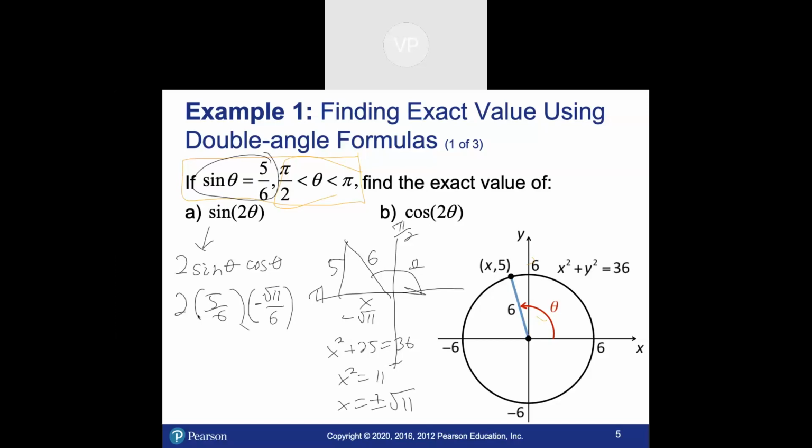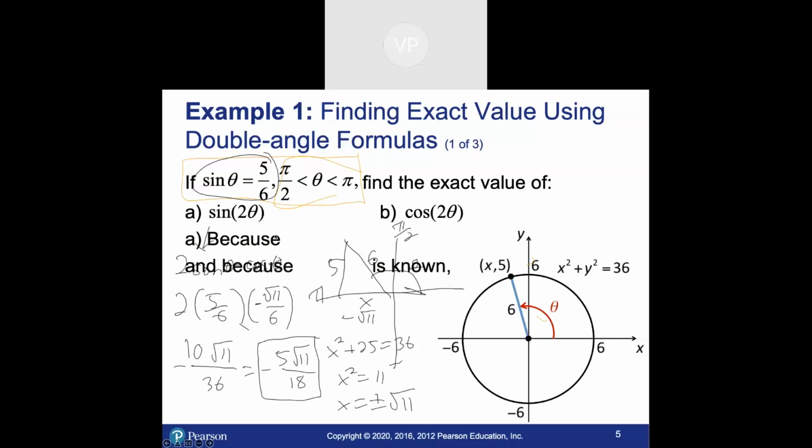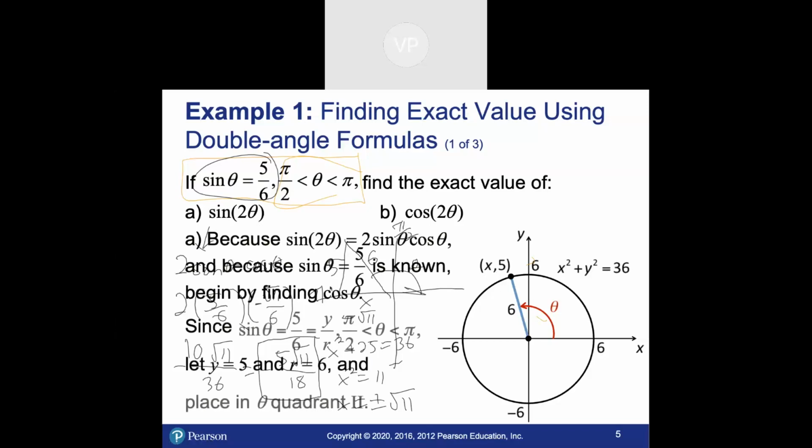So when all is said and done, I multiply these together. Remember, we're not adding, so you don't need a common denominator; the new denominator is 36. So I have negative 10 root 11 over 36, and if possible, reduce this down. Negative 5 root 11 over 18. Okay? That's the step-by-step process that you have to do to do this. So they use the unit circle still. I like the triangle. So either one is going to work here when you do this.